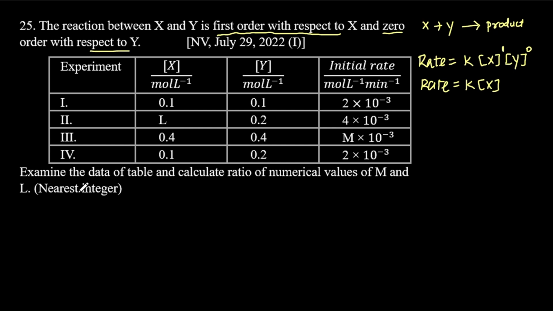So, a table is given. Examine the data of the table and calculate the ratio of numerical values of M and L. So, in this table, the concentration of X is given, in which an unknown term is there, L. And the rate of the reaction is given, in which the unknown term is M. So, we need to find the value of L and M, and they are asking us to find the ratio of M and L. So, ratio of M and L is M divided by L. We need to find that. So, in this table, now the first row is known. All the terms are given. In the second row, we are having L. So, let us take 1 and 2.